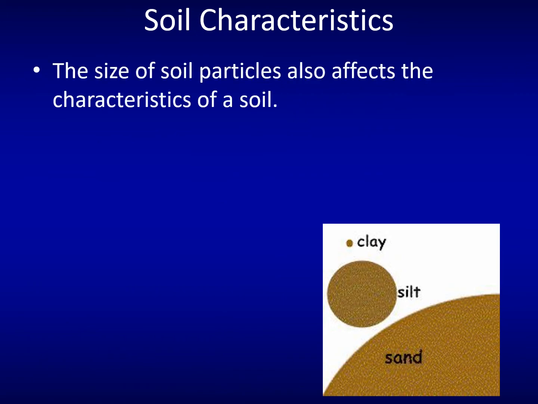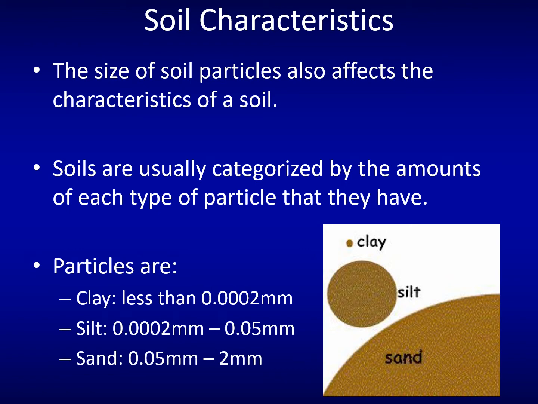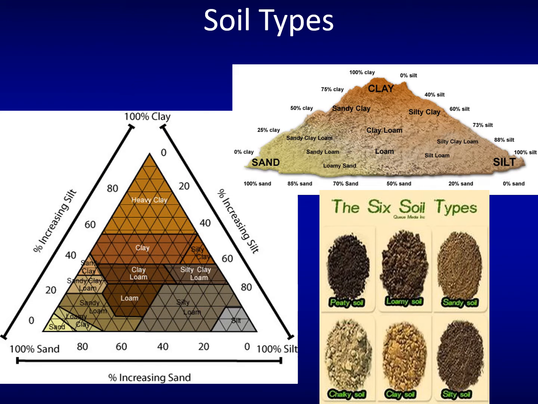The size of the soil particles also affects the characteristics of a soil. Soils are usually categorized by the amount of each type of particle that they have, and the three types of particles are clay, silt, and sand. Clay, of course, is the finest grained particles, and sand the coarsest or biggest. Sand particles, you can tell because if you put it in between your fingers, it's really gritty. Silt is kind of smooth with a little grit, and clay, when rubbed between two fingers, is very smooth. That's how you can tell from just using your fingers. But of course, these have sizes associated with them as well.